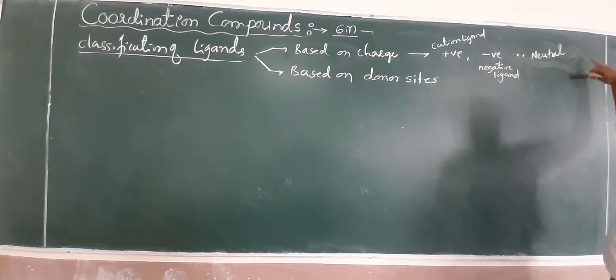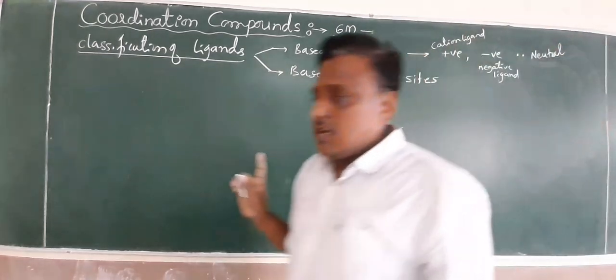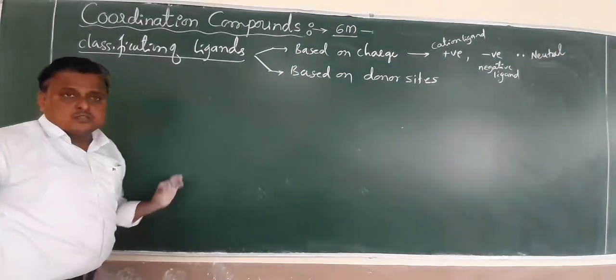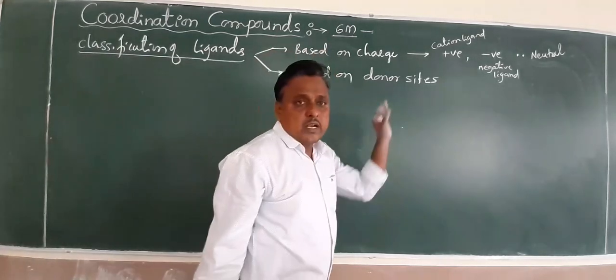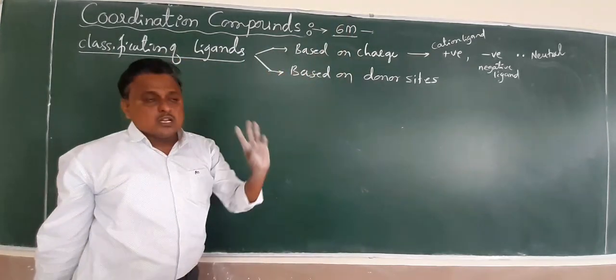So based on the charge, ligands can be classified into three types: positive, negative and neutral ligands.